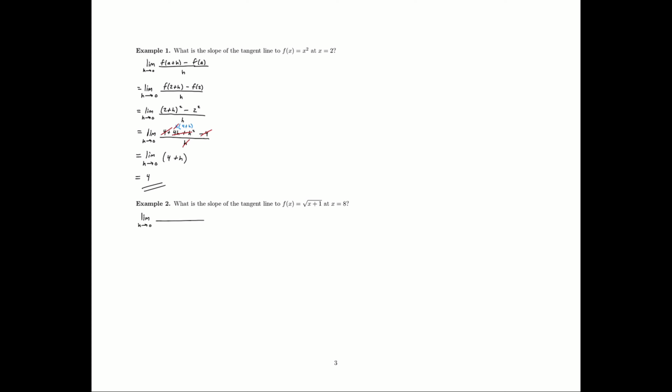We are going to have to plug in, remember, we're going to need to know what f of 8 plus h is. So that would be the square root of 8 plus h plus 1, which is the square root of 9 plus h. Just do this little scratch work off to the side. So square root of 9 plus h. And then f of 8 is, of course, just square root of 9, which is 3.